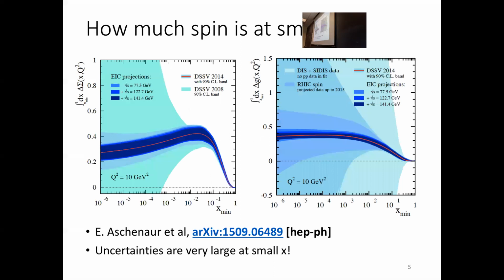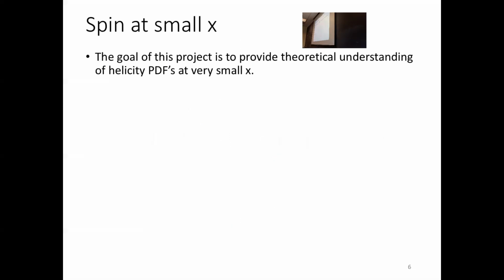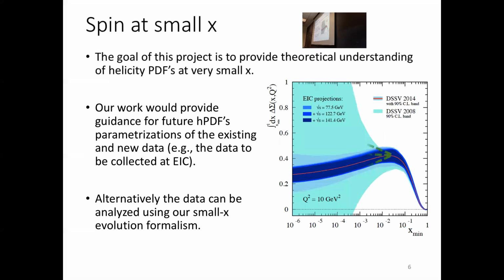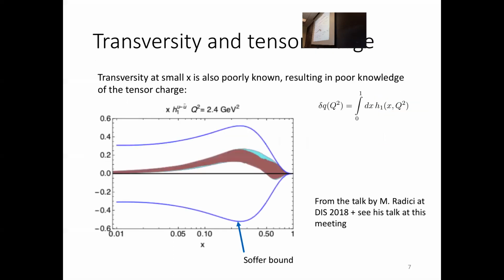Okay. So this is the introduction. Nobody needs it, so I'm really not going to say anything. We need to understand what happens at small x to spin, quark spin, gluon spin. So that's the goal. What can we construct as theory input for that? And the same for transversity. We need to understand small x transversity to, for instance, constrain the tensor charge better, and then everybody will be very happy, or not.